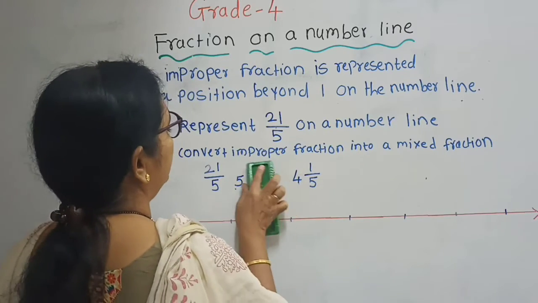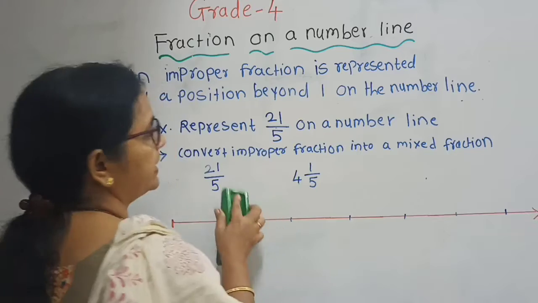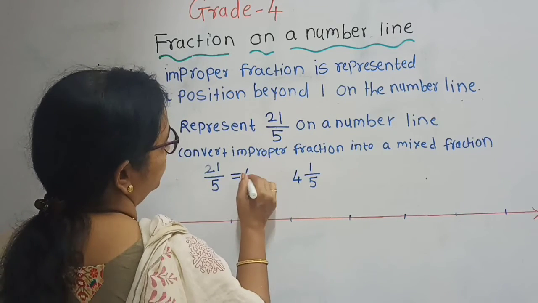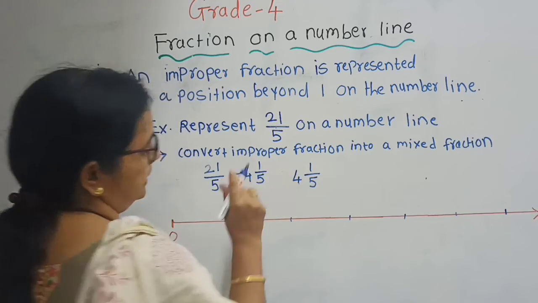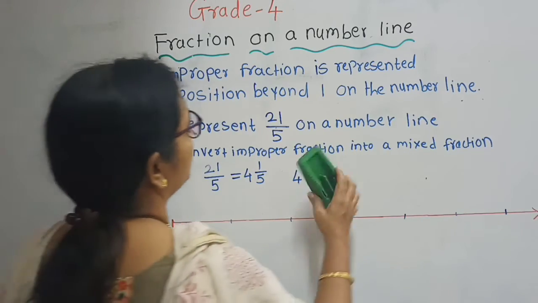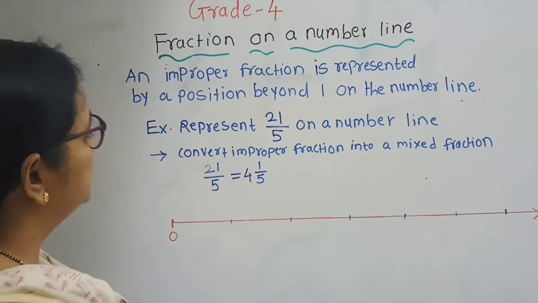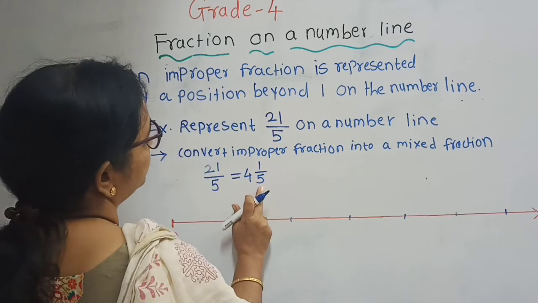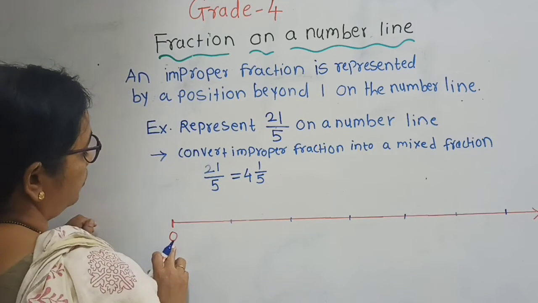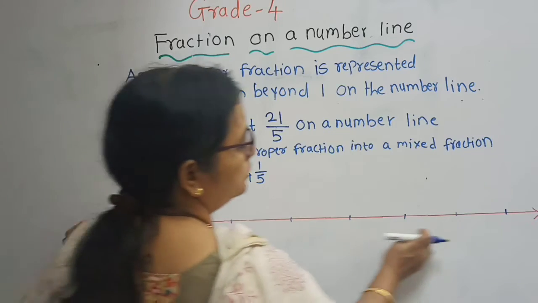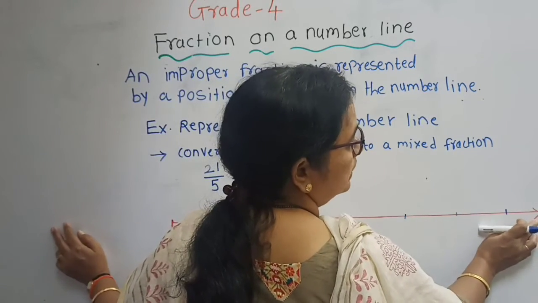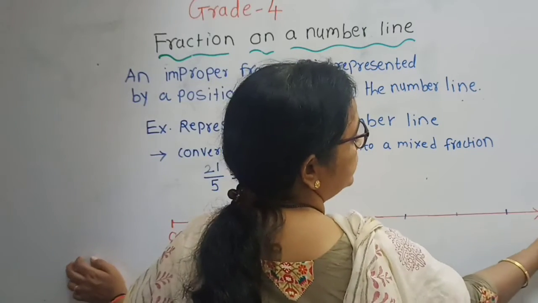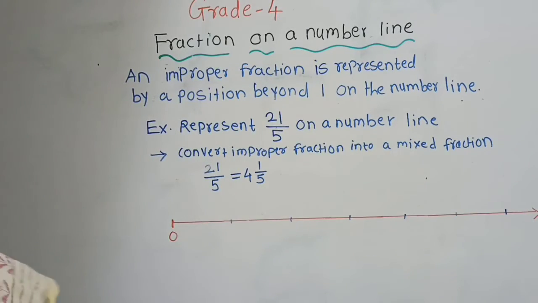Okay children, now we have to show this mixed fraction on the number line. Okay, 4 whole 1 upon 5. First we have to show, see here, you have to draw a number line from 0. This is unlimited. You can increase this line infinitely. Okay children.